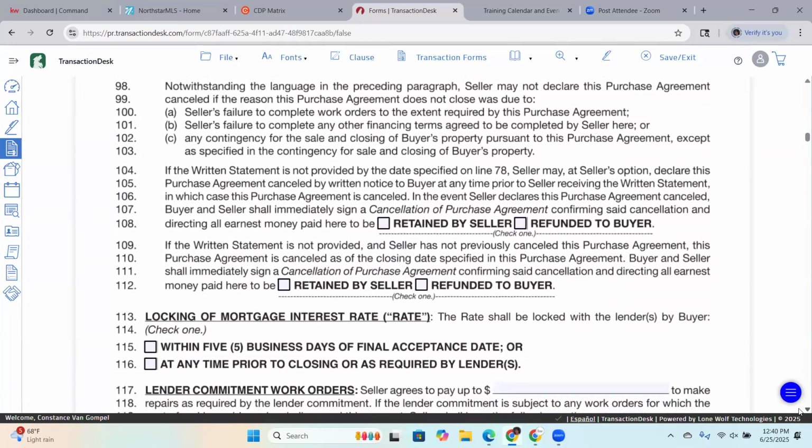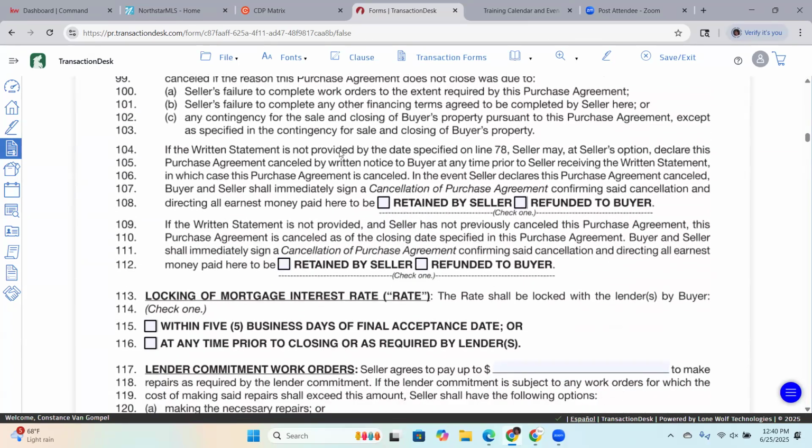And then once again, in this part here, if the written statement is not provided by the date on line 78, where is the earnest money going to go? Sometimes it will be half and half. You can't check them both, but when you do the cancellation, you can write in there who gets what. Maybe you do give a little bit to the seller, maybe not. So always protect your buyer on this one here.